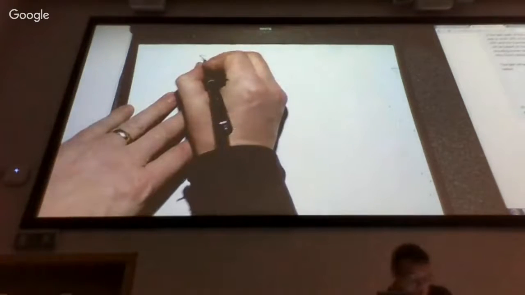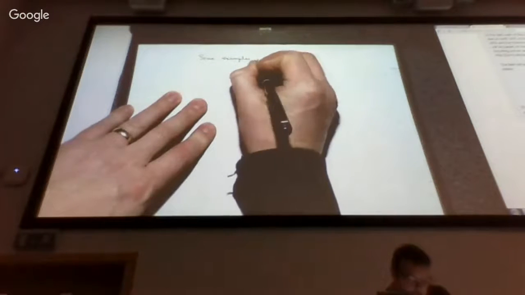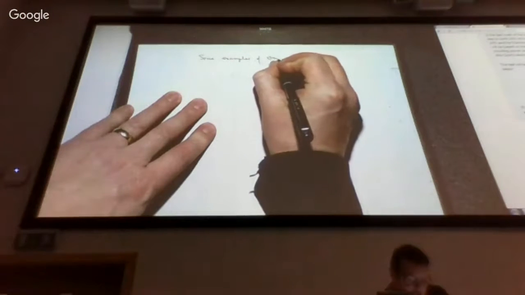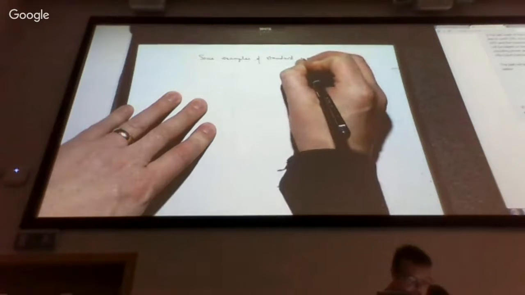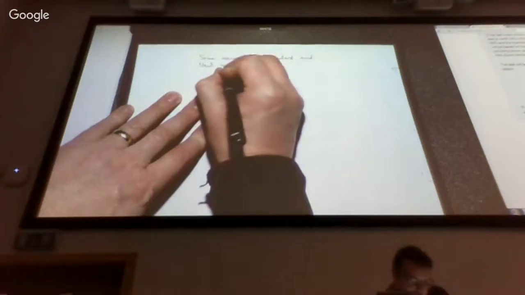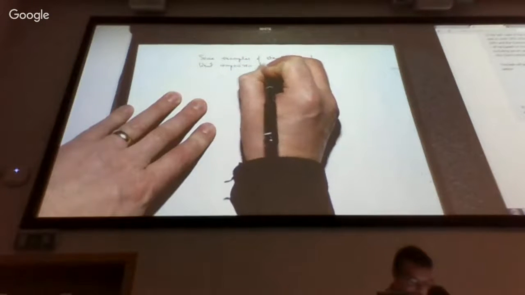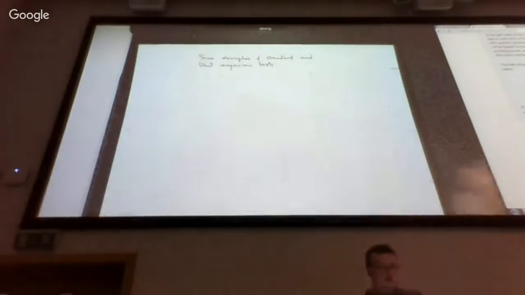Yeah? Good. Okay, so we'll go through some more examples. Some more examples of the standard and limit comparison tests. I'll bring those up on the board now. So these are convergence tests for a series.